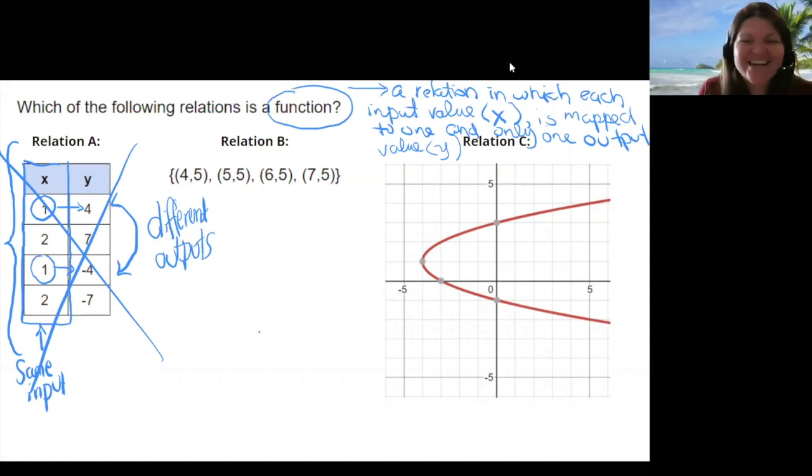It's only the X's that we care about when it's a function anyway. Nobody cares if the y's repeat. So then let's look at relation B.